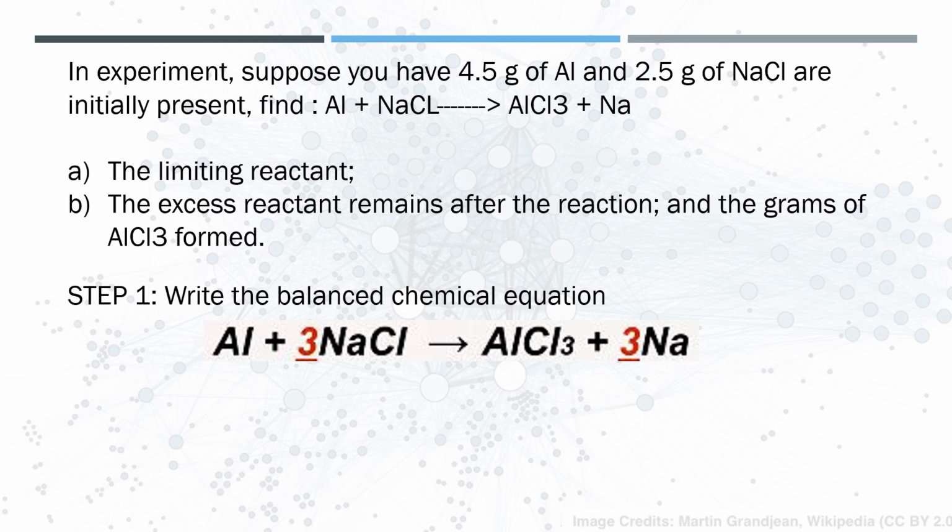Aluminum plus 3 sodium chloride will yield aluminum chloride plus 3 sodium. So the numbers of aluminum, sodium, and chlorine on the left and right sides of the equation are equal. Now, if you're having difficulty in balancing chemical equations, you may watch the related video about balancing chemical equations.